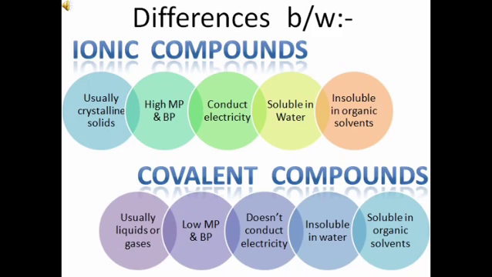Ionic compounds conduct electricity whereas covalent compounds do not. Ionic compounds are soluble in water whereas they are insoluble in organic solvents. But when I talk about covalent compounds, they are insoluble in water and they are soluble in organic solvents.